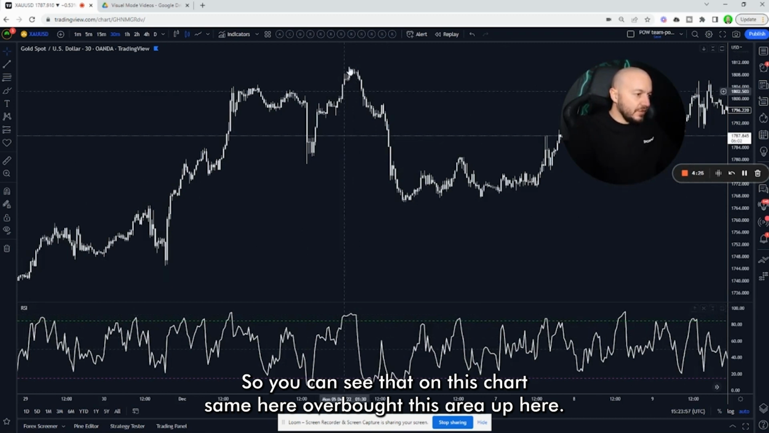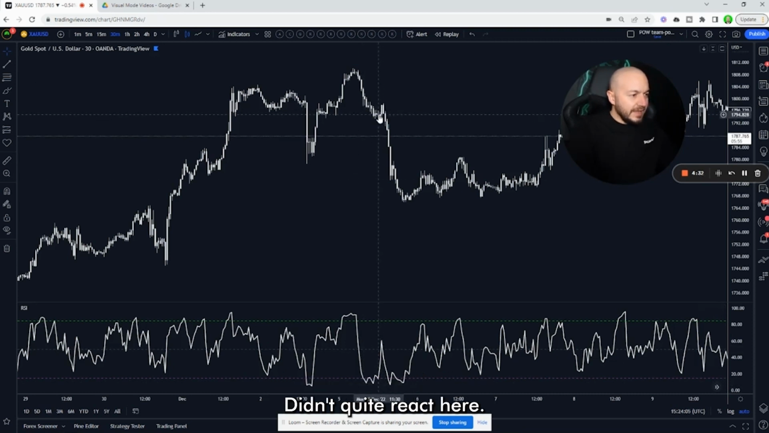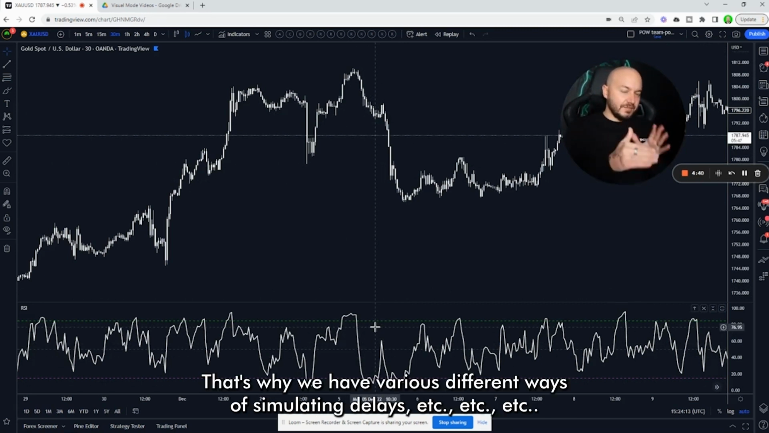Same here, overbought at this area up here, and then we sell off and we get down to here where it's oversold. Didn't quite react here. It won't always, and that's why we have risk management. That's why we have various different ways of simulating delays, etc.